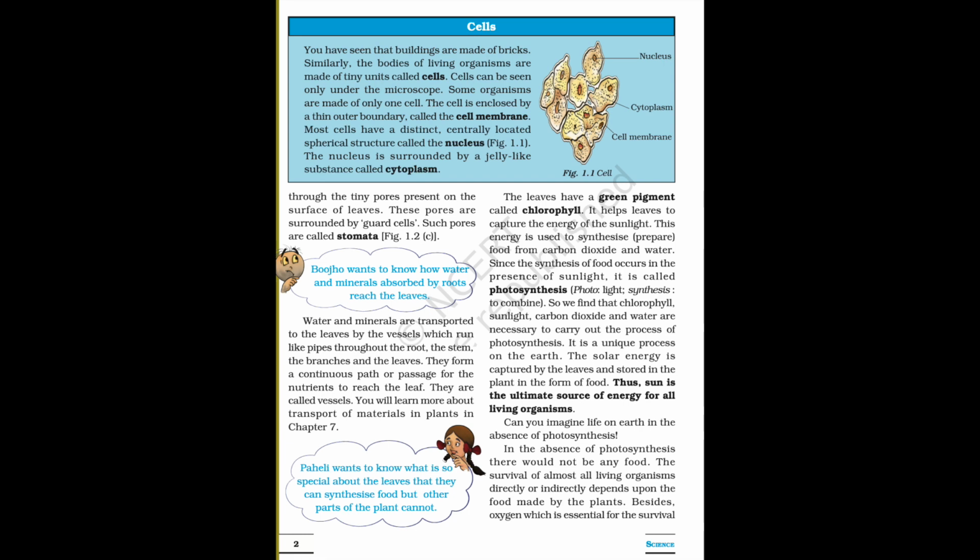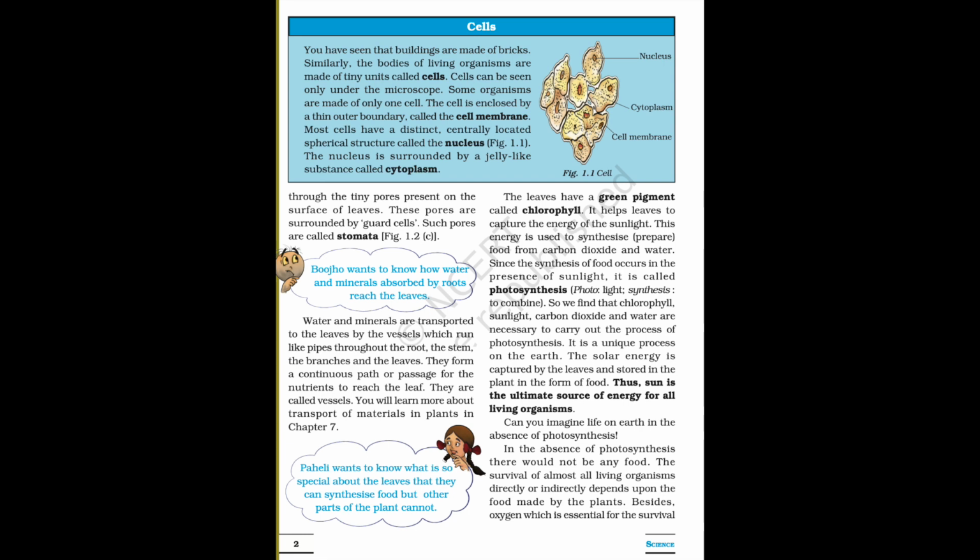The leaves have a green pigment called chlorophyll. It helps leaves to capture the energy of the sunlight. This energy is used to synthesize food from carbon dioxide and water. Since the synthesis of food occurs in the presence of sunlight, it is called photosynthesis. Photo means light, synthesis means to combine. So we find that chlorophyll, sunlight, carbon dioxide, and water are necessary to carry out the process of photosynthesis.